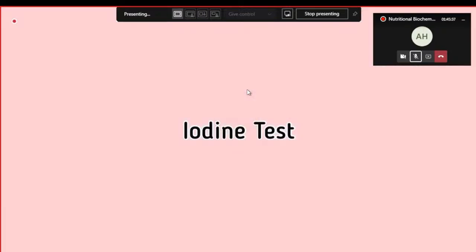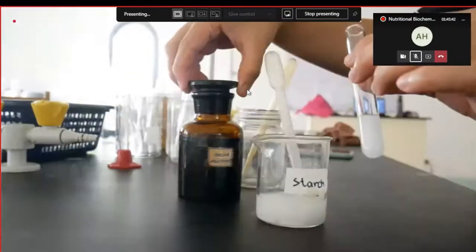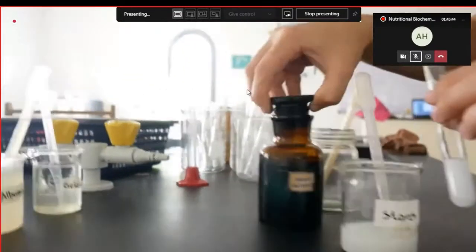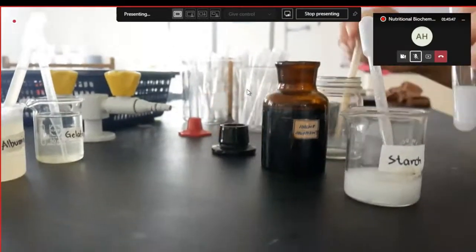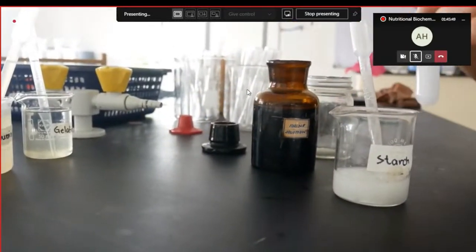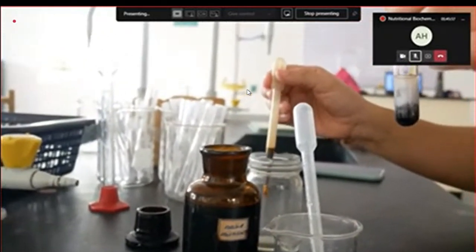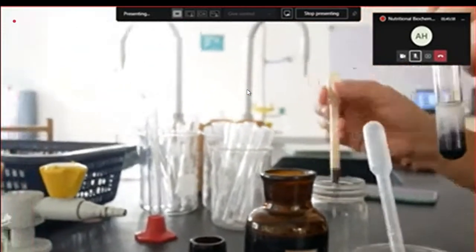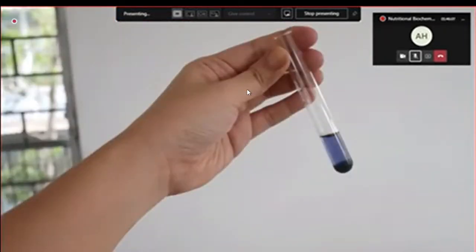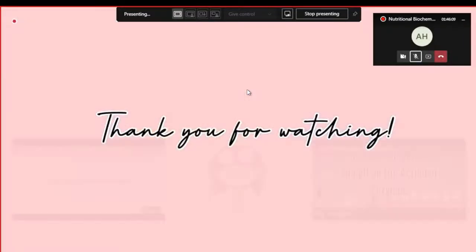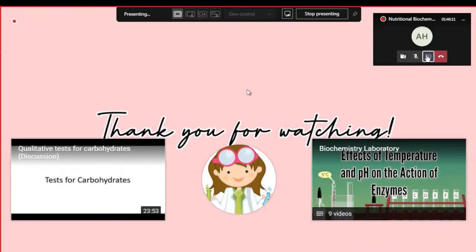And now we will be proceeding with the iodine test for starch. For this test, we are going to place 2 ml of the plant starch solution and then add a drop of iodine solution. And then heat the solution and note the change. After heating the solution and cooling it down, here is the final result for the iodine test. And that's it. See you in our next experiment.